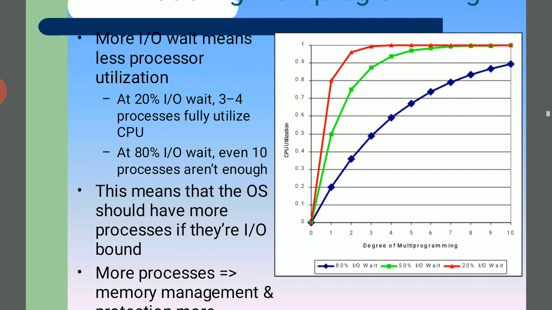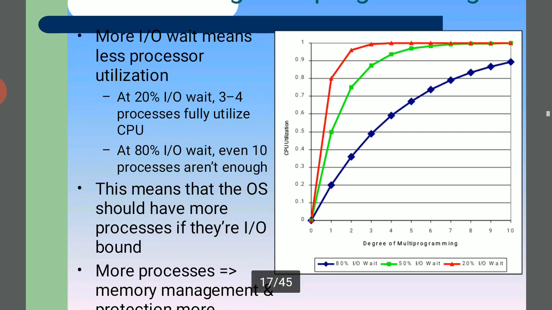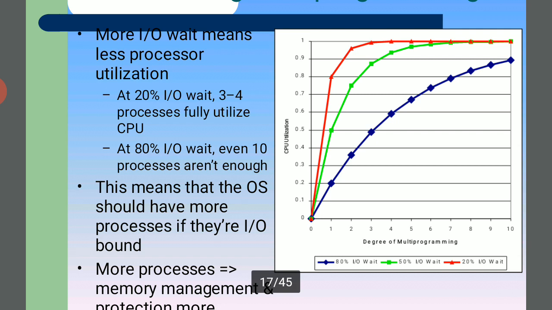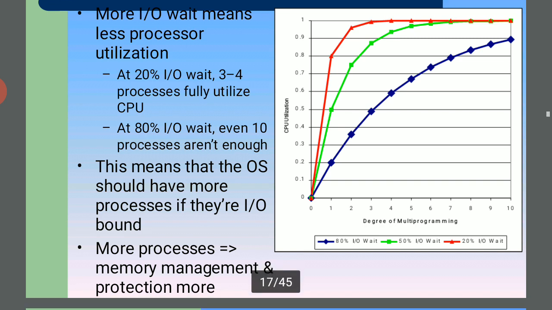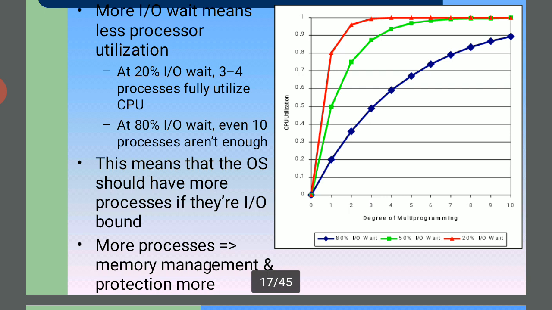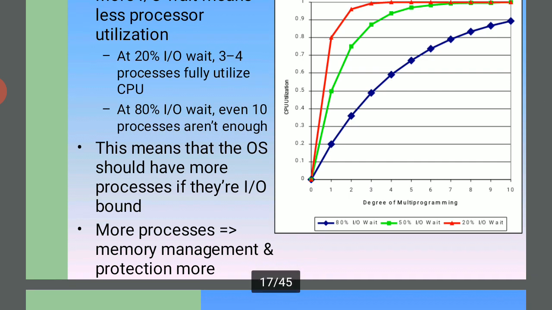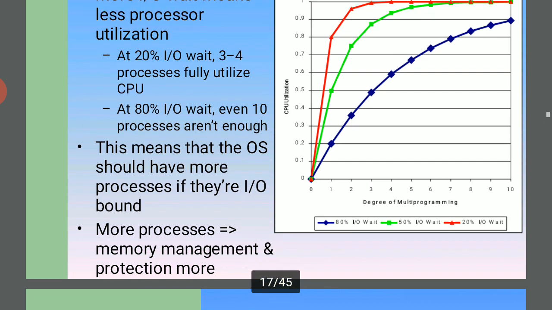See here, at 20% input output wait, 3 to 4 processes fully utilize the central processing unit. Next, at 80% input output wait, even 10 processes aren't enough. So this means that the operating system should have more processes if they are input output bound, and with more processes, memory management and protection are needed more.